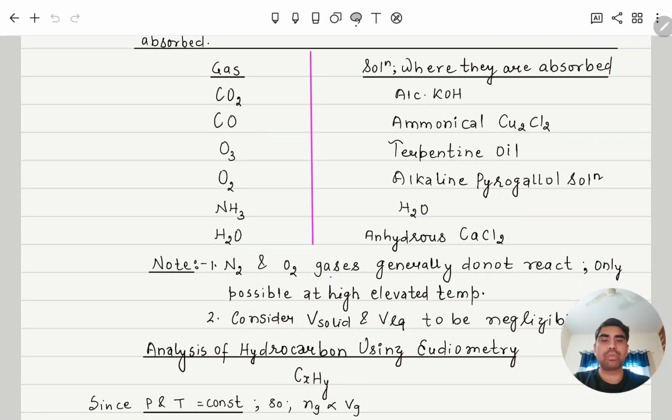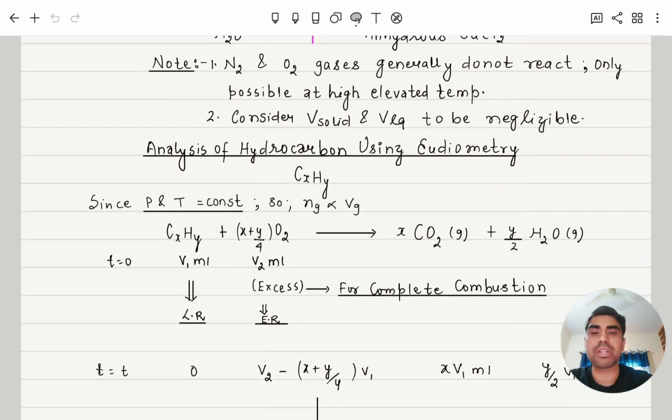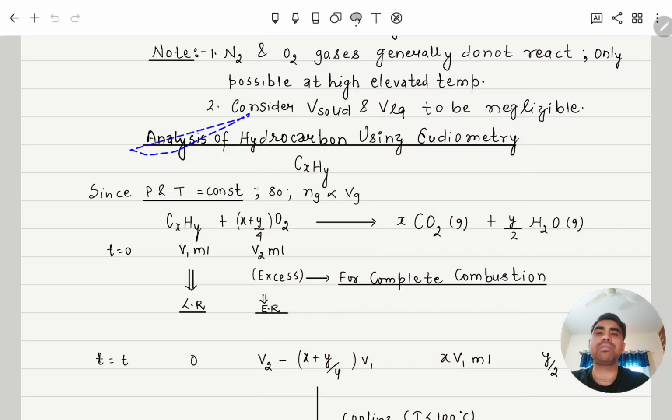And N2 and O2 gases generally do not react. They will only react at very high temperature, meaning elevated temperature. And the volume of solid and liquid we will consider as zero. Why? Because it is a long glass discharge tube, so whatever the volume of solid or liquid is there will be almost negligible.